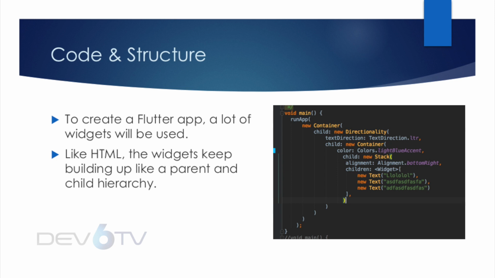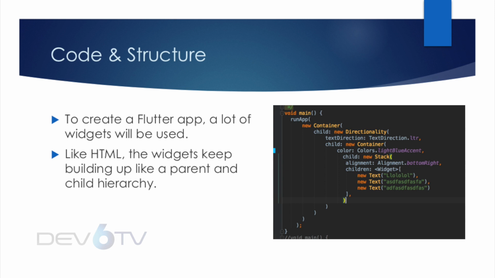All right, so moving on, we have the code structure. Now, when you build a Flutter app, even a very simple one, as you can see here, you will use a lot of widgets. It just keeps going and going, and there will be a huge hierarchy of widgets that you will have to create. It's very similar to HTML, where you have to keep building upon all the elements and keep nesting them and creating a parent and child hierarchy between them all. And in the end, you eventually get a very beautiful application.